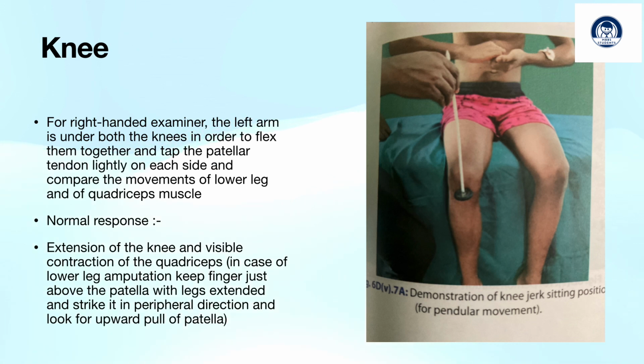Knee reflex. For a right-handed examiner, the left arm is placed under both the knees in order to flex them together, and tap the patellar tendon lightly on each side and compare the movements of lower leg and of quadriceps muscle. Normal response: extension of the knee and visible contraction of the quadriceps. In case of lower leg amputation, keep finger just above the patella with legs extended and strike it in a peripheral direction and look for upward pull of patella.